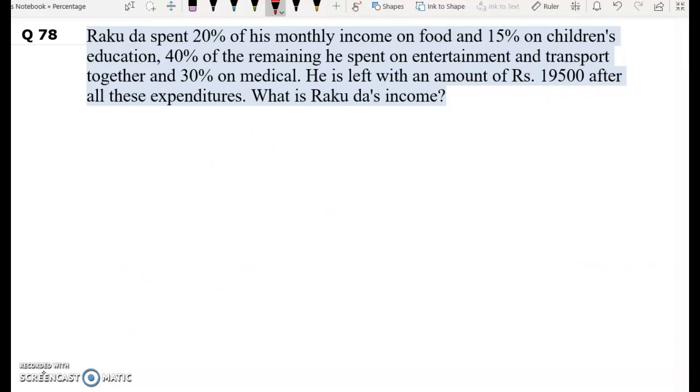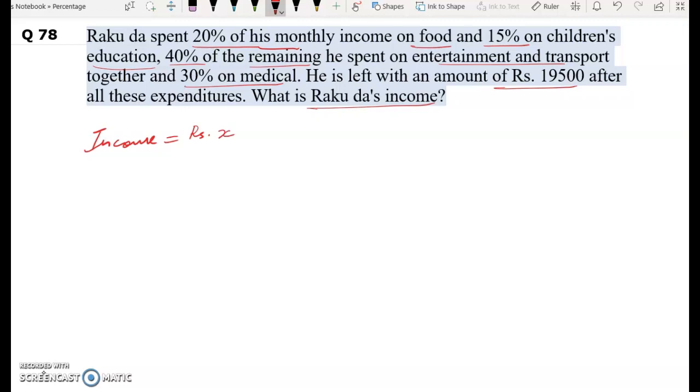Question number 78. Rakuda spent 20% of his monthly income on food, 15% on children's education, 40% of the remaining he spent on entertainment and transport together, and 30% on medical. He is left with an amount of rupees 19,500 after all these expenditures. What is Rakuda's income? So in this question, let's say Rakuda's income is rupees X.